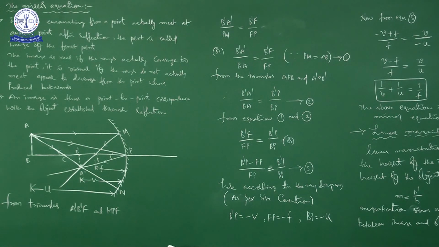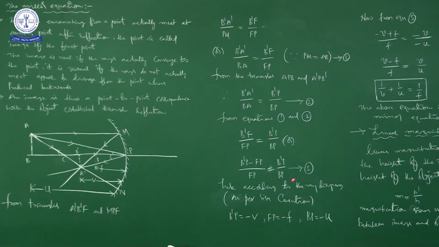From equations 1 and 2, you can write B'F/FP = B'P/BP. Why? Because the LHS are equal, so you can equate the RHS. So B'F/FP is equal to B'P/BP, right?